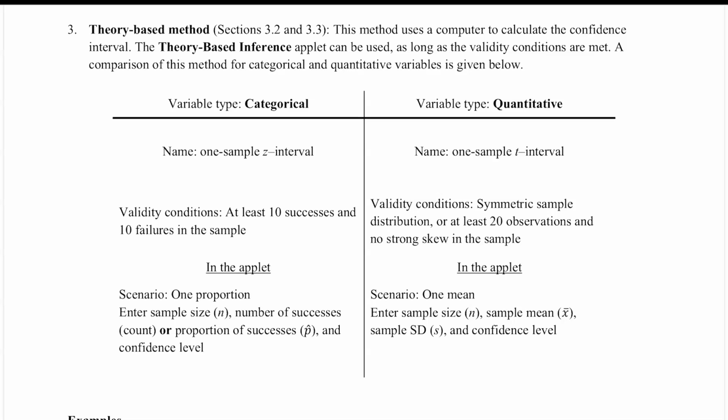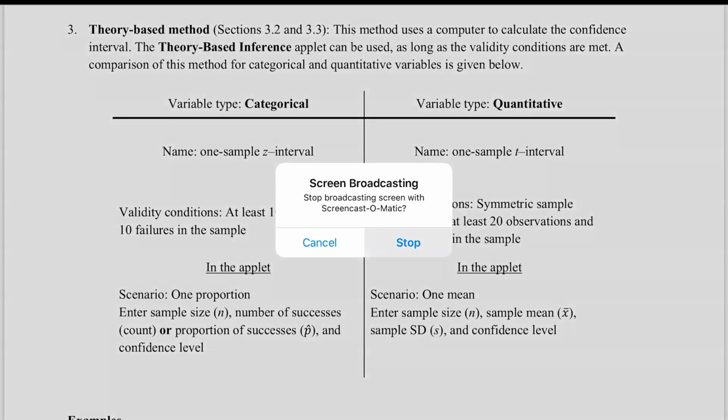Okay, and then the third method, which we're going to look at kind of simultaneously with the second, is a theory-based method, and we will only ever use the computer to use the theory-based method. So they have different names depending on whether your variable is categorical or quantitative. There are validity conditions that must be met in order to use a theory-based method, and we're going to use the theory-based inference applet, and I will show you how to do that with these different examples that we're going to go over.